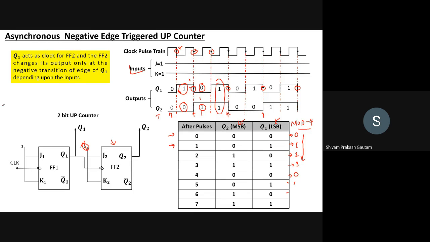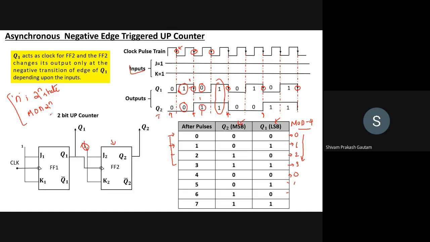So if there are n flip-flops, there will be 2 to the power n different states, right? You can see there are 4 distinct states present. If there were 3 flip-flops, there would be 8 different states. In that case, it will be called a mod 8 counter, and generalized, a mod 2 to the power n counter, right?